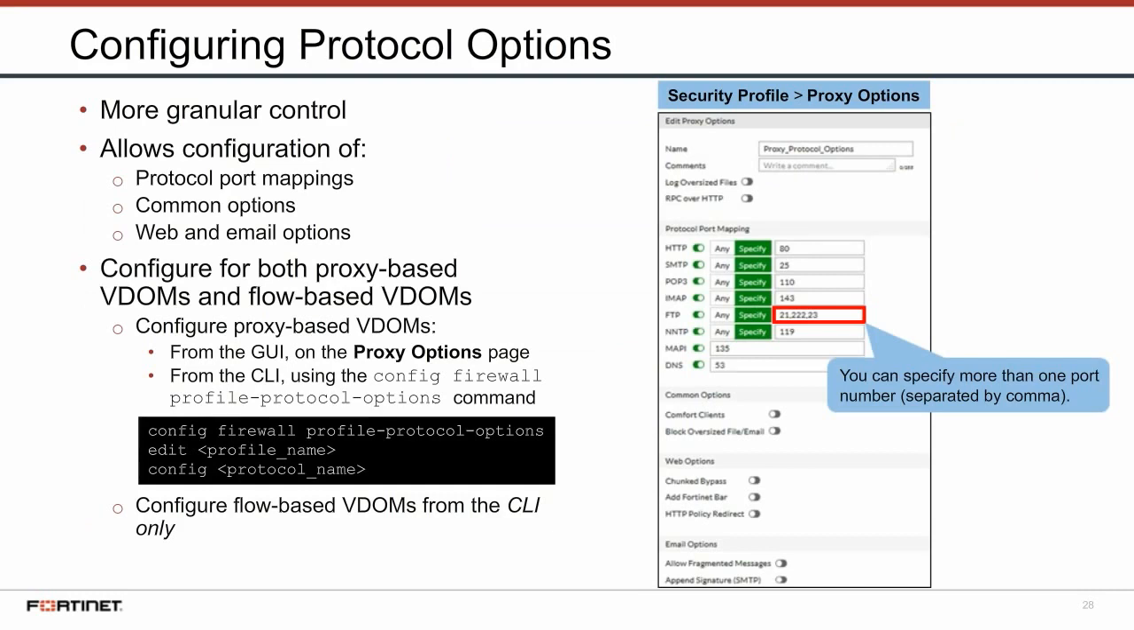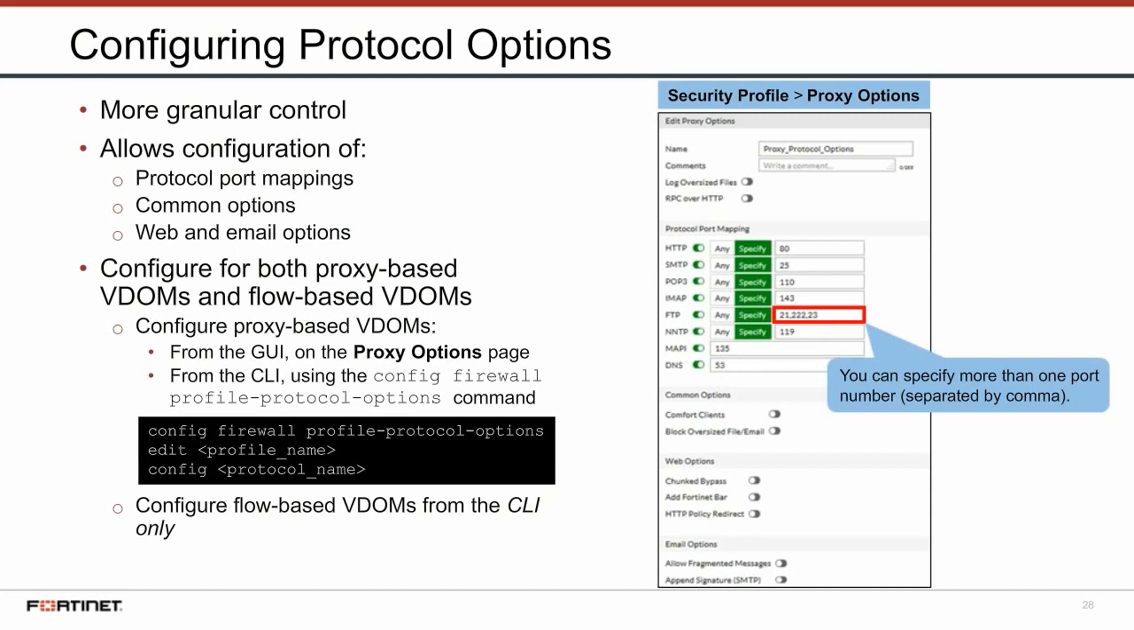Protocol options provide more granular control than antivirus profiles. You can configure protocol port mappings, common options, web options, and email options, to name a few. You can configure protocol options for both proxy-based inspection mode and flow-based inspection mode VDOMs. You can configure protocol options for proxy-based VDOMs on the proxy options page in the GUI or from the CLI. You can configure protocol options for flow-based VDOMs from the CLI only.